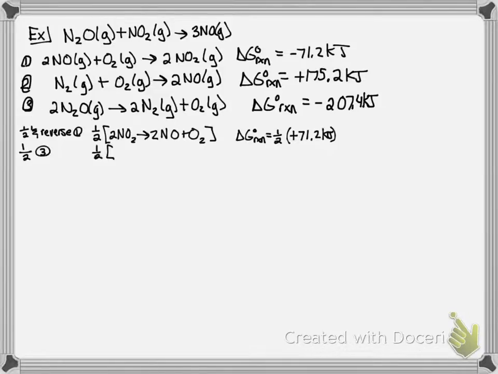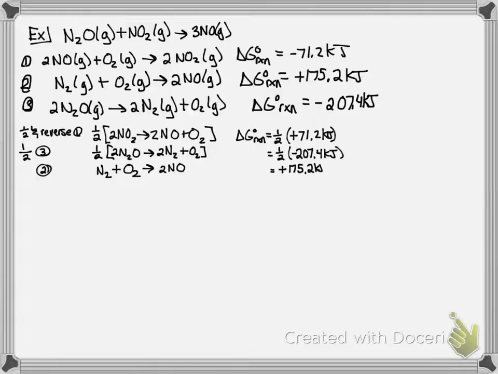And then I'm going to cut in half number 3. It already has the right things on the right side. I'm just going to cut them in half. And so then that cuts the value of delta G in half. And then number 2, I just have to write as is. And so I just write delta G as is.